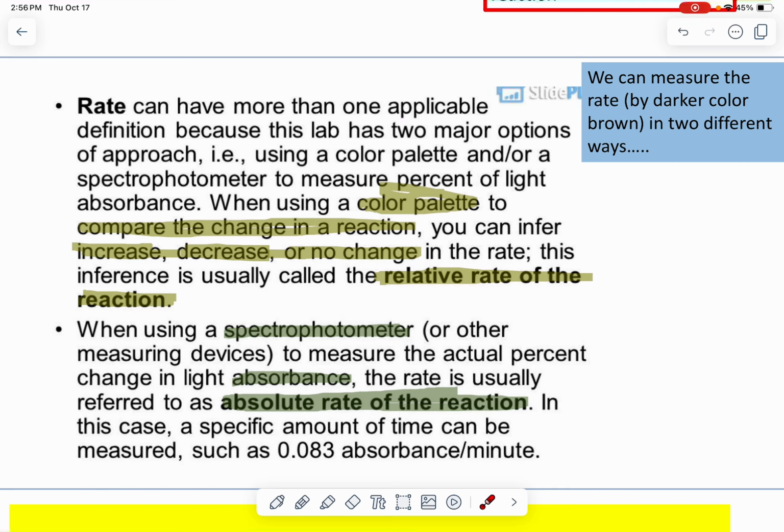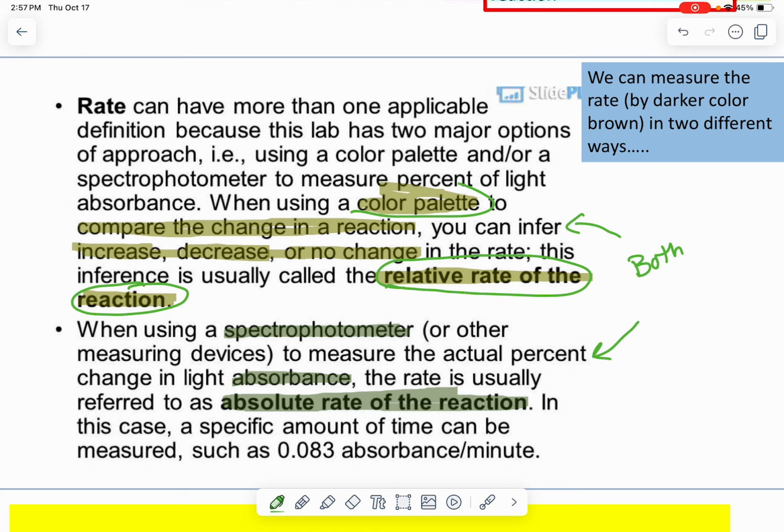But there's basically two ways we can measure rate. We're going to do it in kind of two ways. We're going to do both. We're going to do this way and this way. But one is what we call the relative rate of reaction.